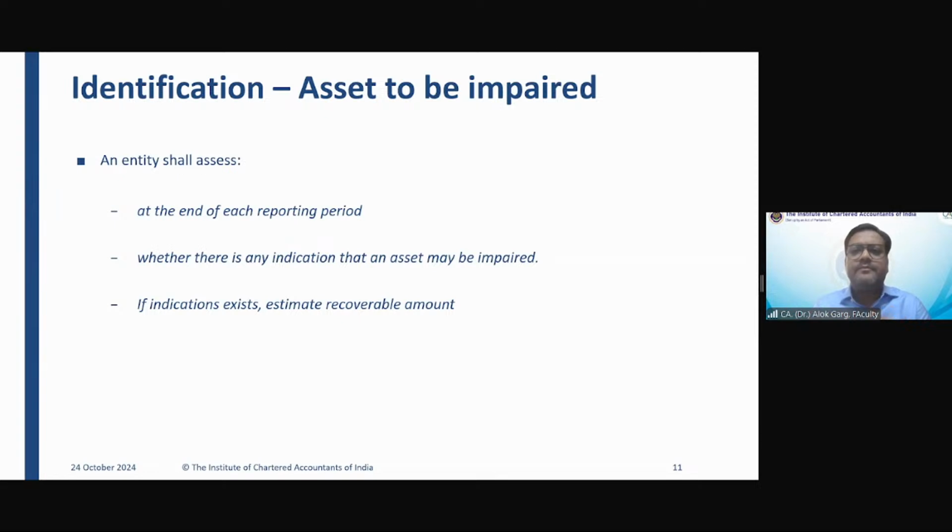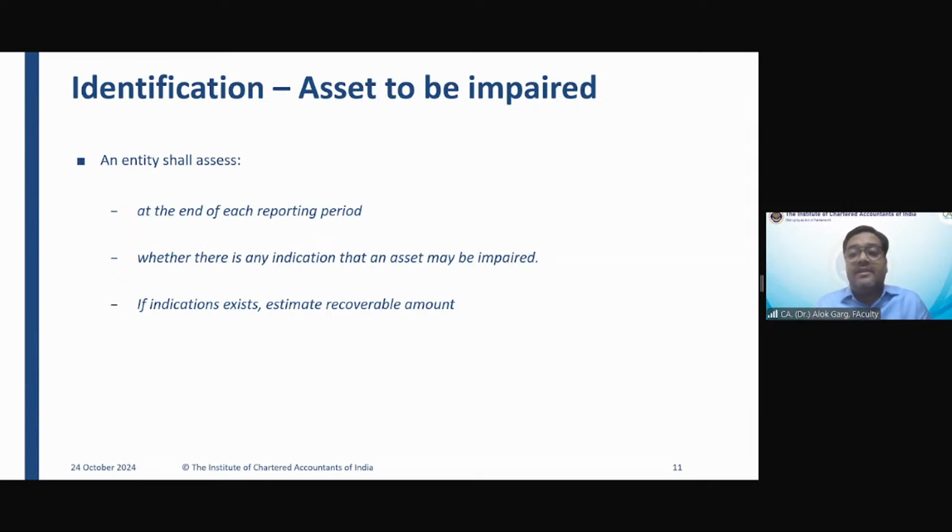That is why the standard says that first of all, you need to identify whether the asset requires impairment. You need to identify the asset which may be impaired. Sir, how can we identify that asset which may be impaired? The standard says that at the end of every reporting period, you need to check whether there is any indication that the asset may be impaired. If an indication exists, then you need to estimate the recoverable amount. You need to compute fair value less cost to sell and value in use.